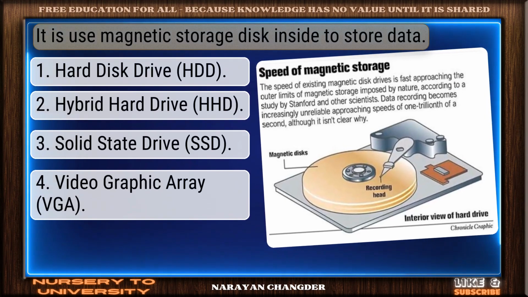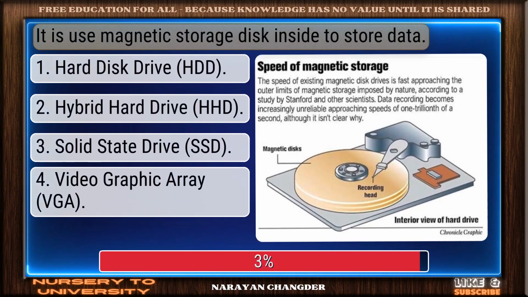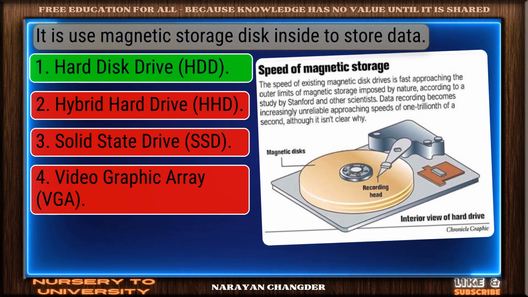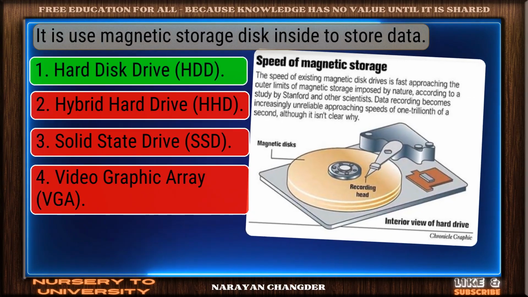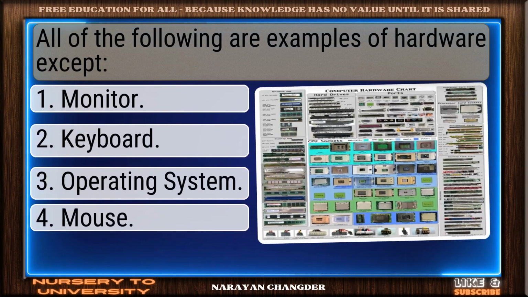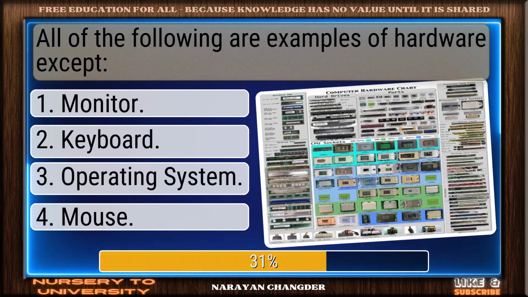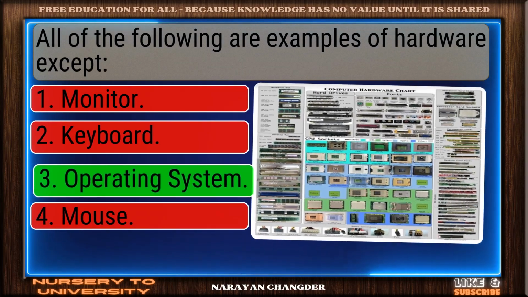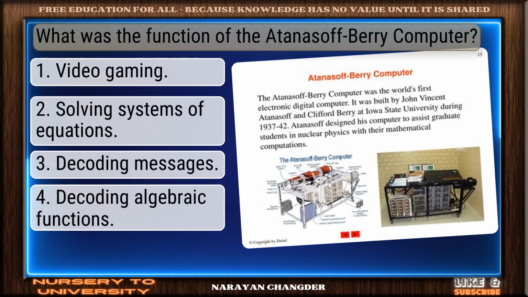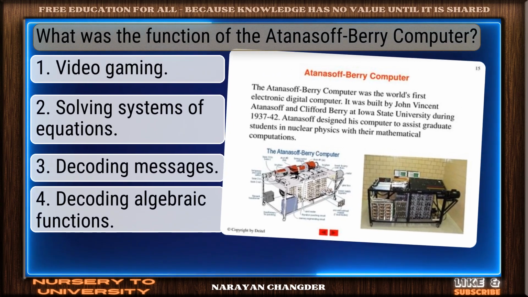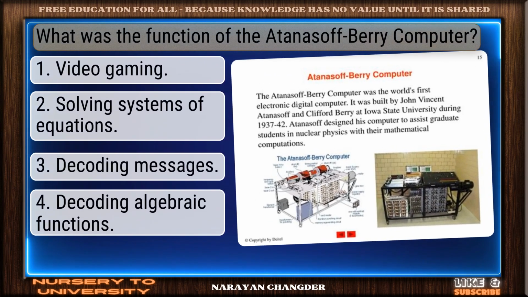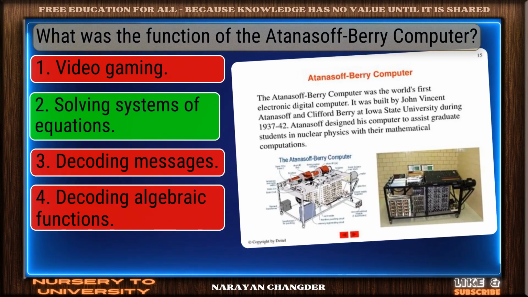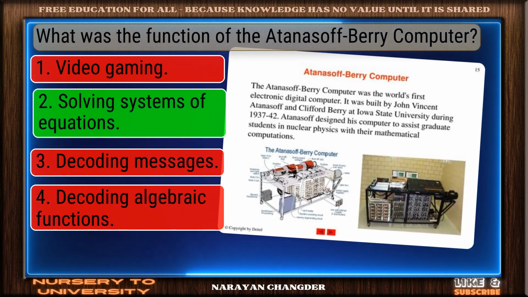It uses a magnetic storage disk inside to store data. You got it. Hard disk drive fits. All of the following are examples of hardware except. Excellent. Operating system is well reasoned. What was the function of the Atanasoff Berry computer? You chose solving systems of equations.